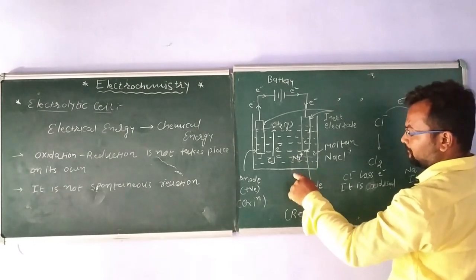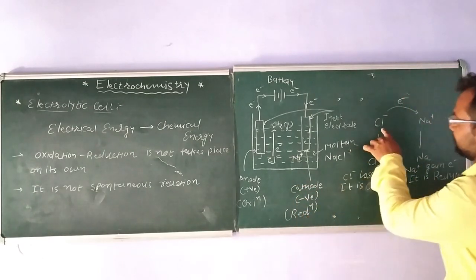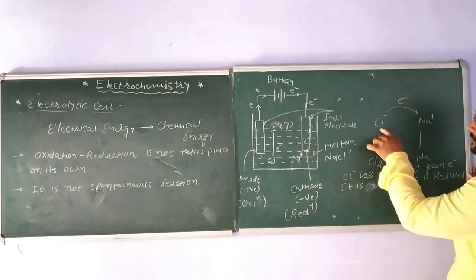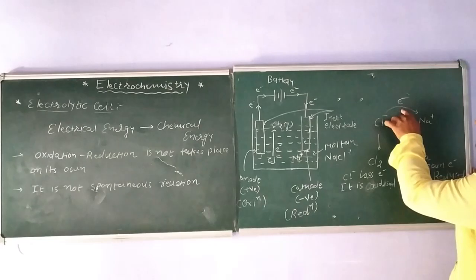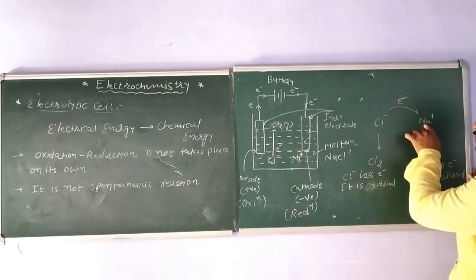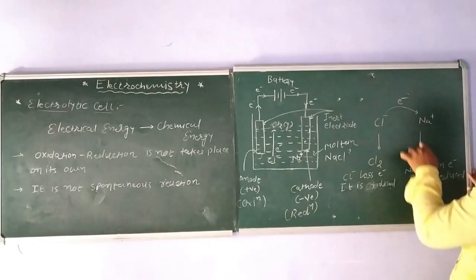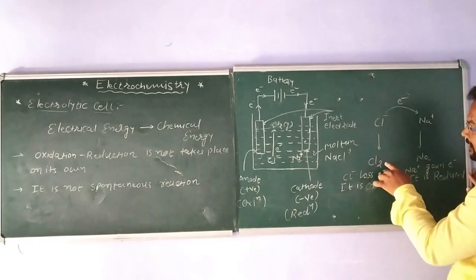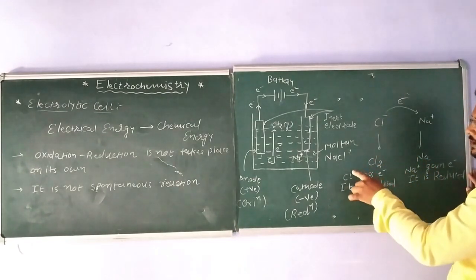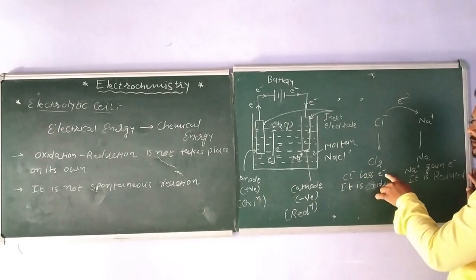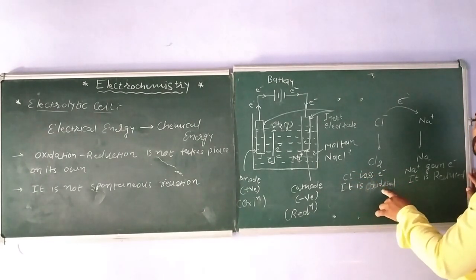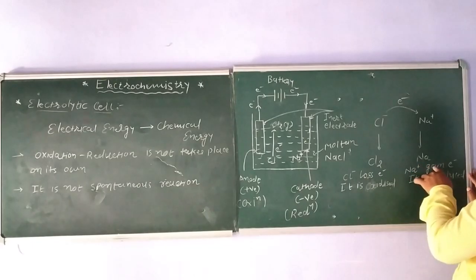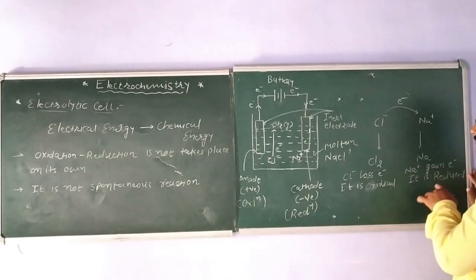It is the reduction part. For example, Cl minus is oxidized into Cl2 and releases the electron, and this electron moves to Na plus and it is converted into Na. Here Cl minus loses the electron and is oxidized, and Na plus gains the electron and is reduced.